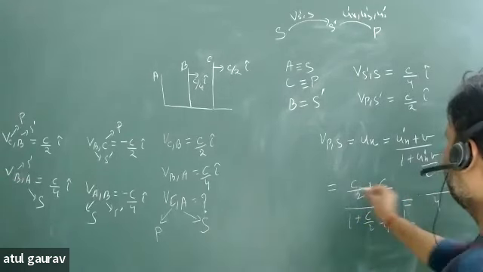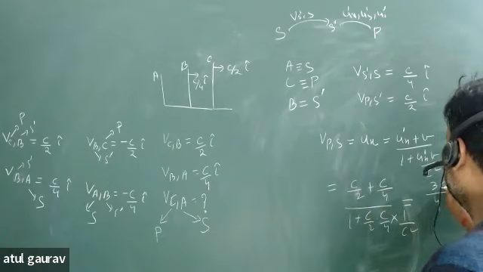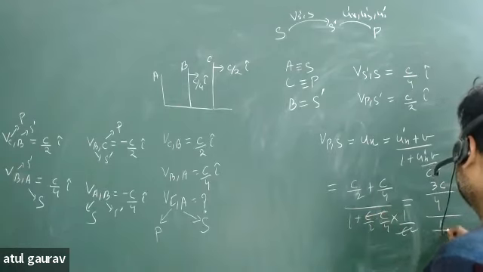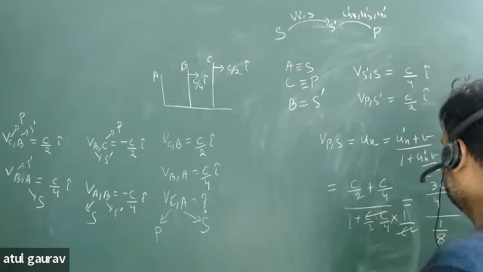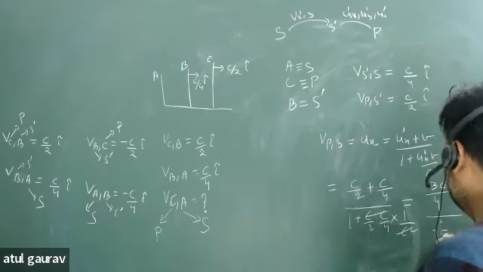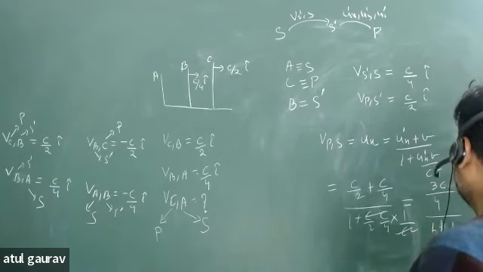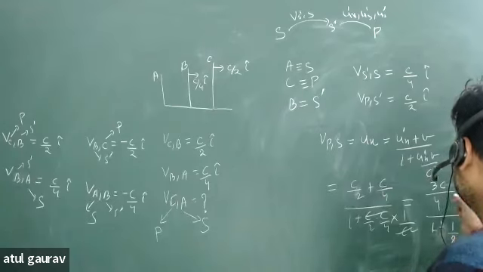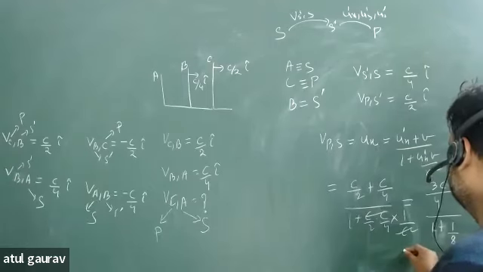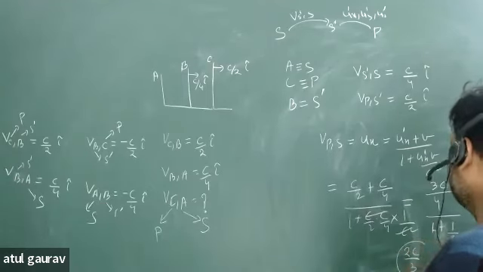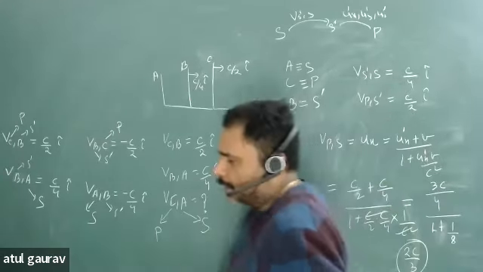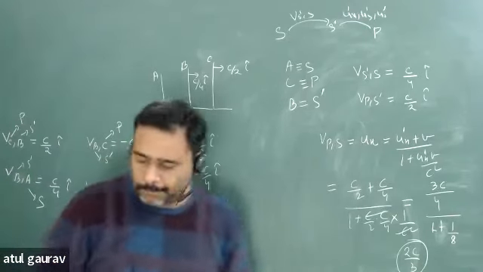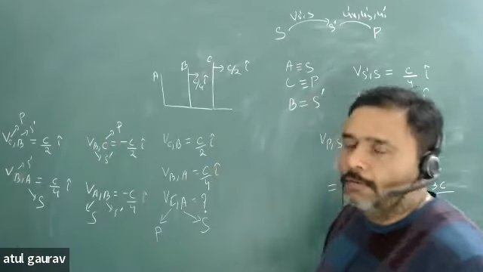4 is there. And what is this value? 3C upon 4. This C square is cancelled. 1 upon 8, isn't it? No, sorry. So this is 1 plus 1 by 8. So what will you get? 9 upon 8. 2C by 3. So 2C by 3 is the answer. Okay. Now you can see. Now just tell me, what will be the velocity of A with respect to C? Minus 2C by 3. That should be minus 2C by 3.